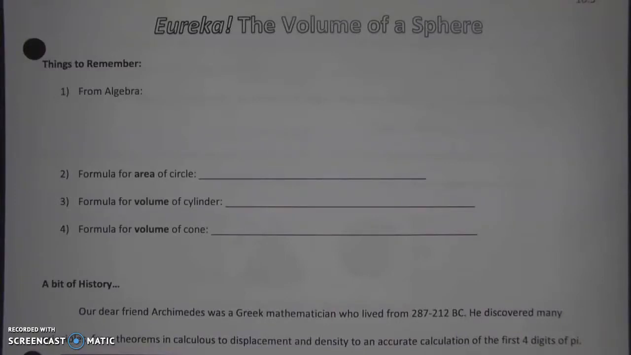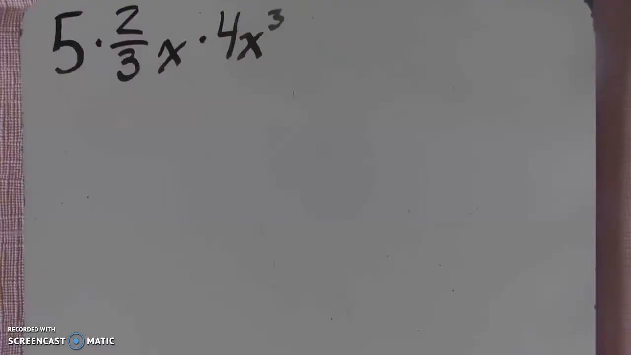Now, in order to do that, we're going to have to rely on a lot of algebra. So we're going to review some of those algebraic concepts first to make finding this formula and simplifying it a little bit easier. Here's our first algebra review. How do we simplify this mess?